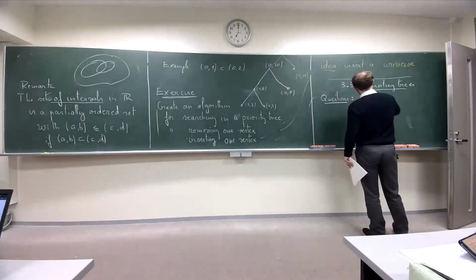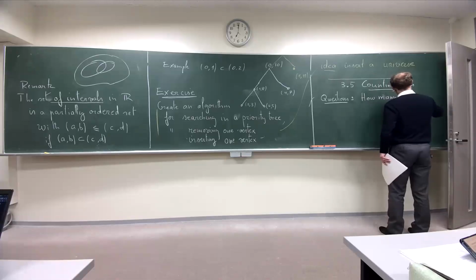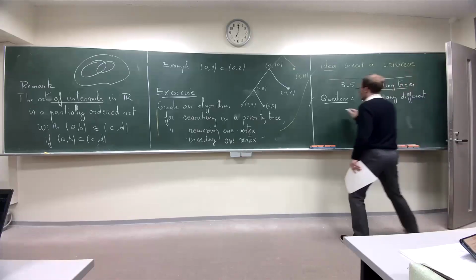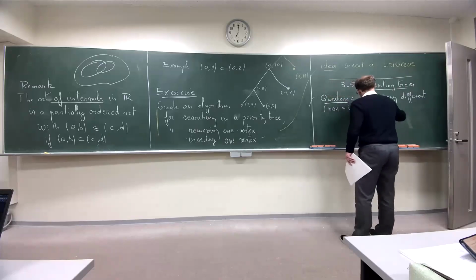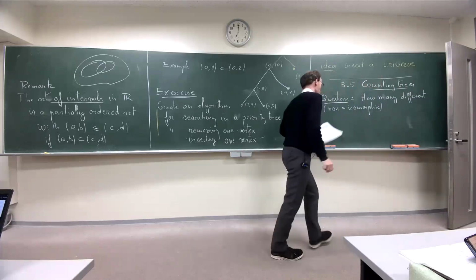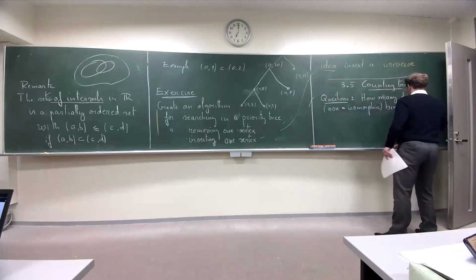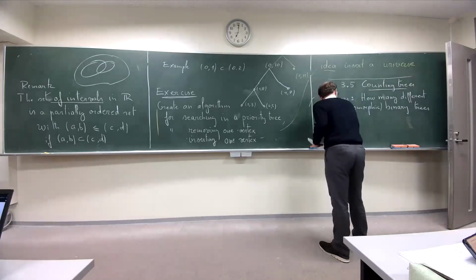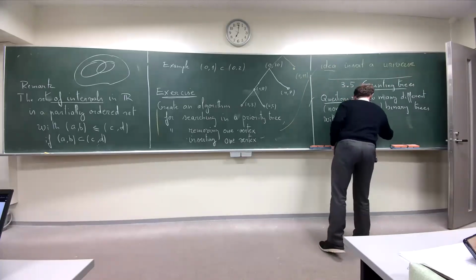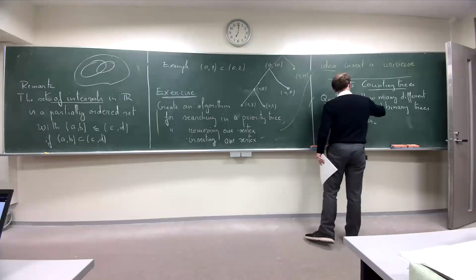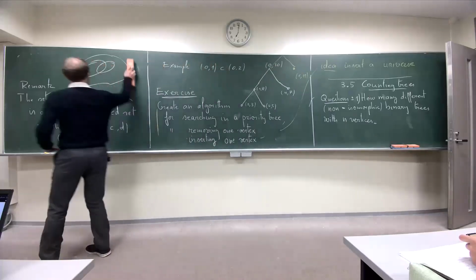How many different, what do I mean by different? It means non-isomorphic binary trees with n vertices. Let's say this is the first question. I will make a picture, but let me directly state the second question.